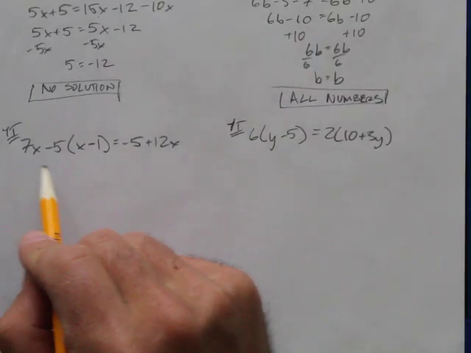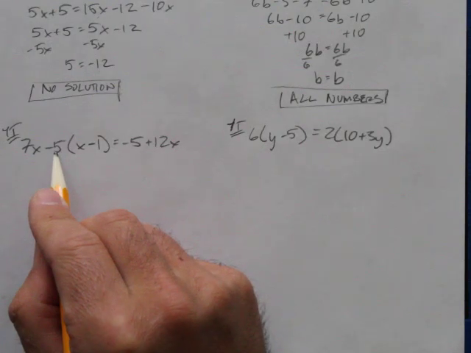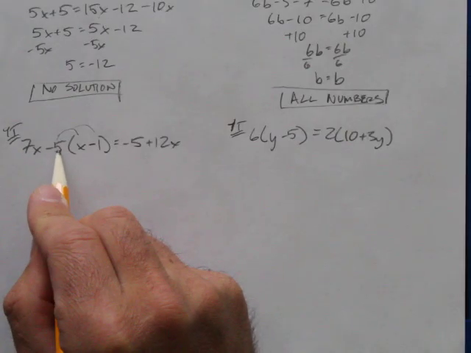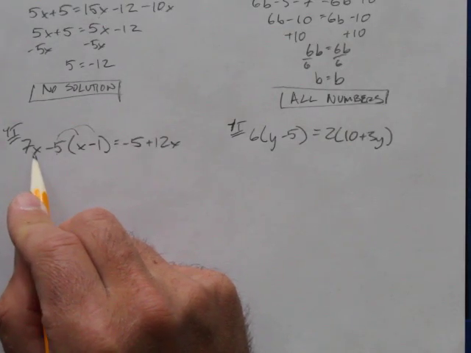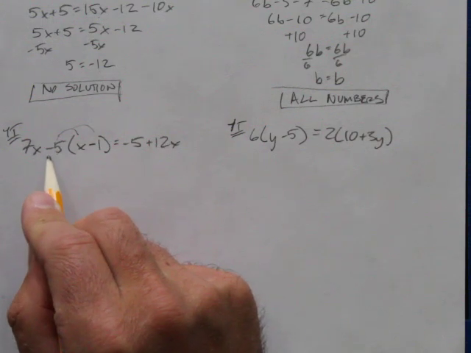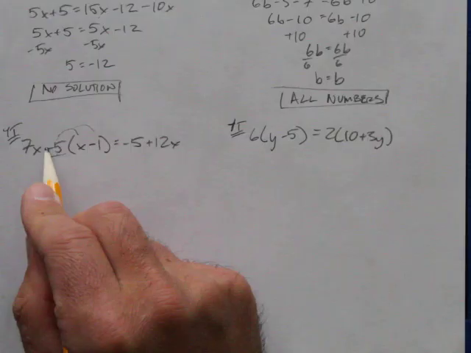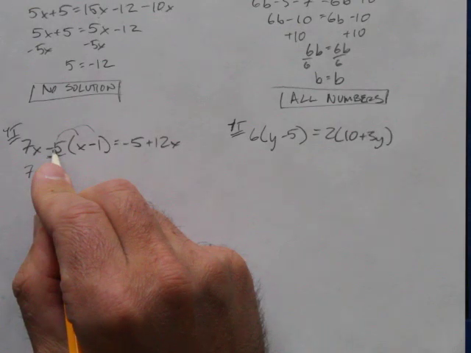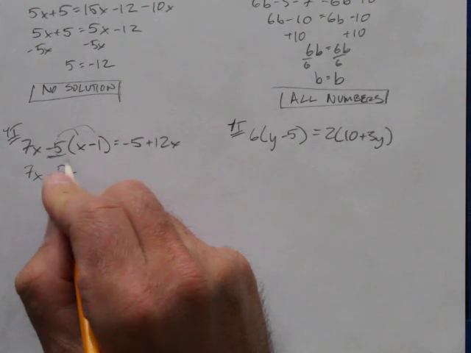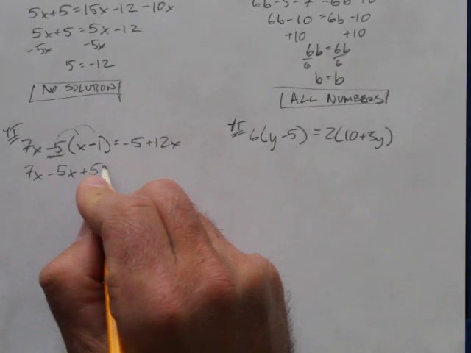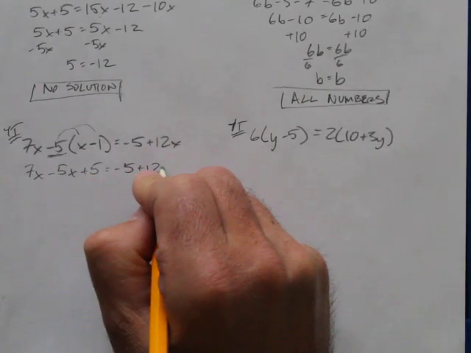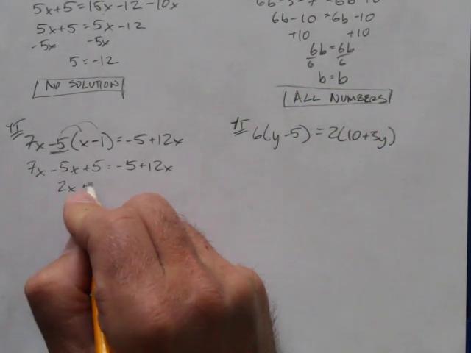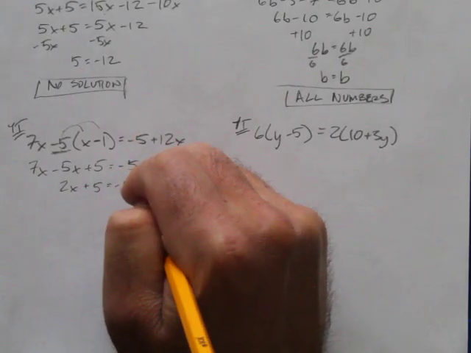Now, this one is a little bit tricky because we've got to multiply this before we subtract, right? And we can't subtract this anyways because this has a variable. But we need to multiply this. Now, it's the -5. We've got to distribute -5 to both of these. So 7x -5 minus x is -5x. -5 times -1 is +5 equals -5 plus 12x. Combine like terms, 7x minus 5x is 2x plus 5 equals -5 plus 12x.